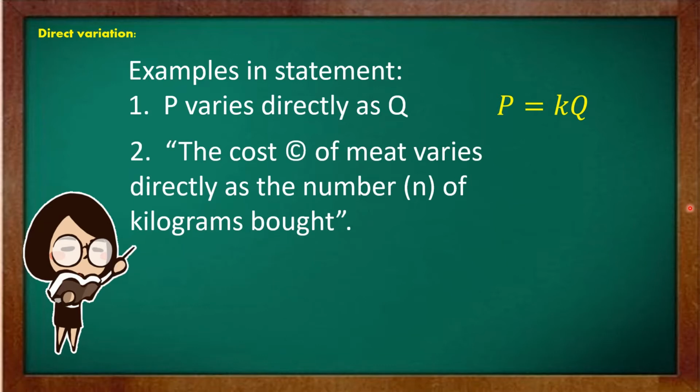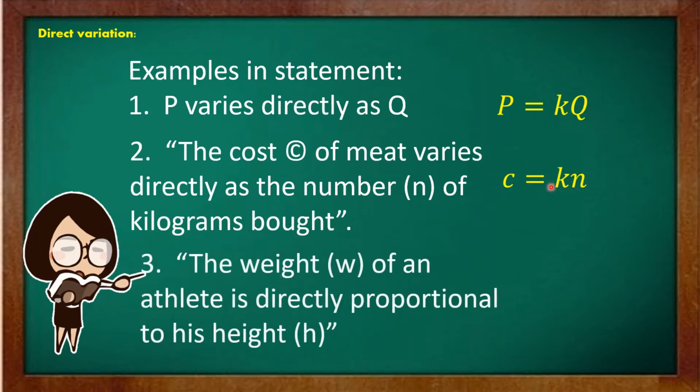The second one, the cost C of meat varies directly as the number N of kilograms bought. How can we translate this into the equation of variation? So we have C is equal to kN. The third one, the weight W of an athlete is directly proportional to his height. So we can translate this into W is equal to kH. Yes, those are examples of direct variation.